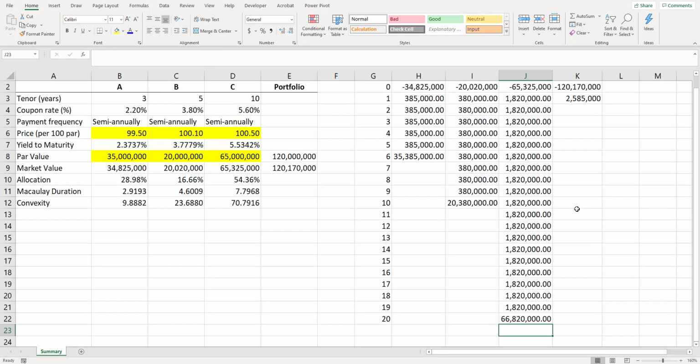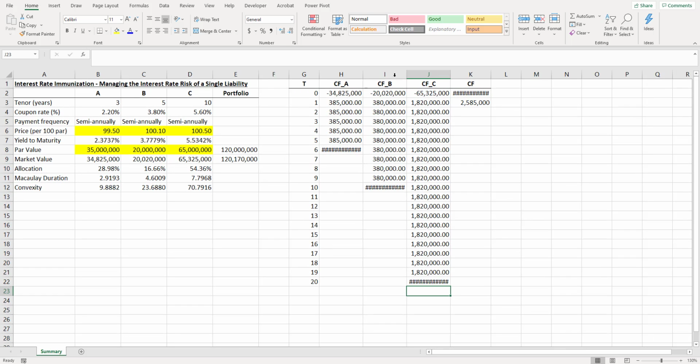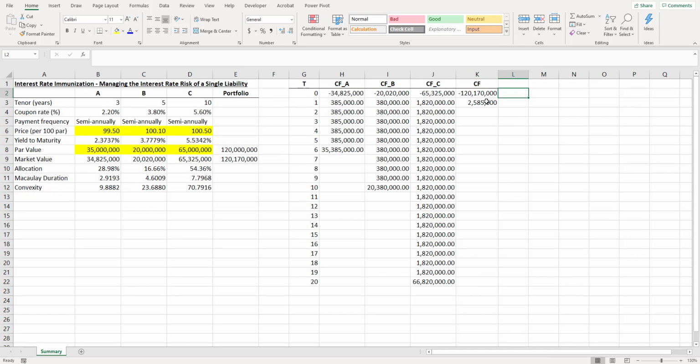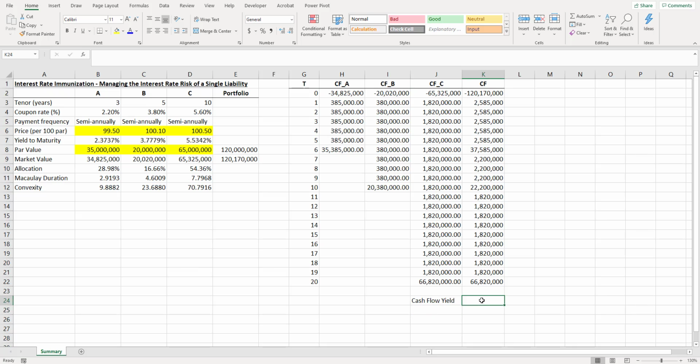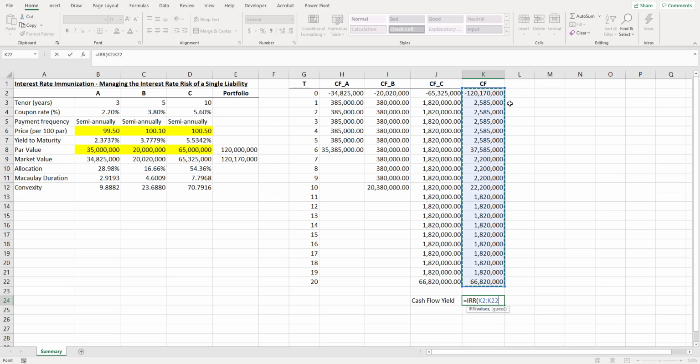Right, so we're done. We have all the cash flows in, so I'm just going to calculate the total now. Just drag this down. Right, so we have all these numbers. The first thing that I'm going to compute now is what we call the cash flow yield. The cash flow yield here is the equivalent of the IRR, the internal rate of return of the portfolio's cash flows. So I'm going to use the IRR function. You can use your financial calculator as well, but it's faster to show it via Excel.